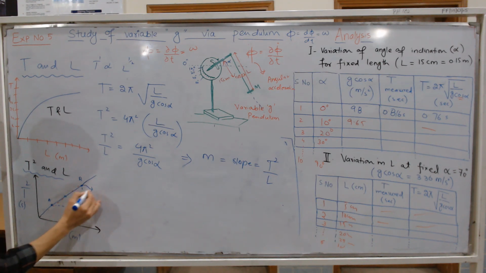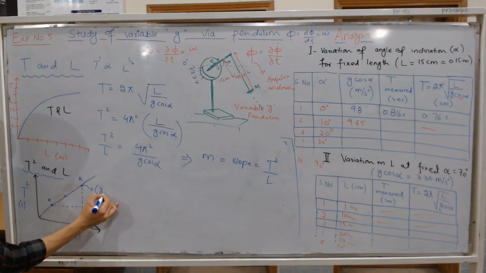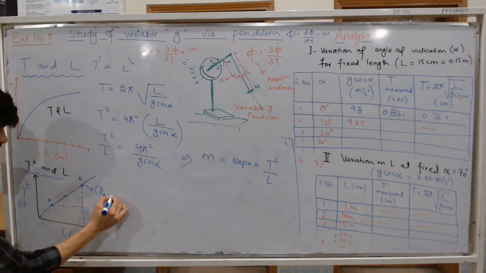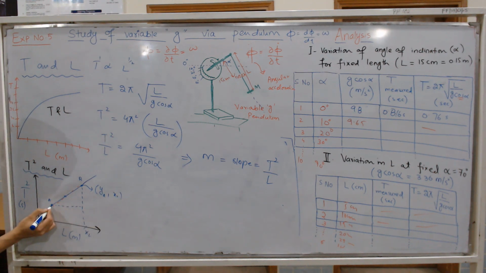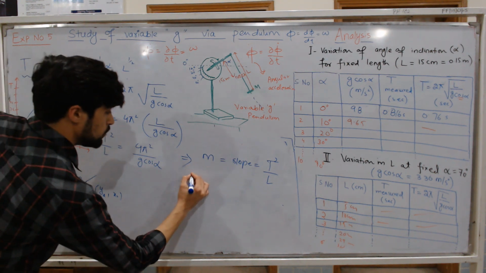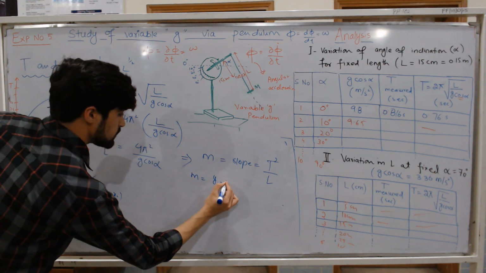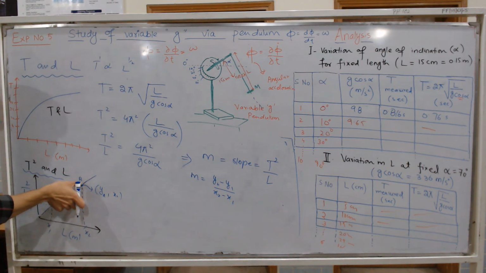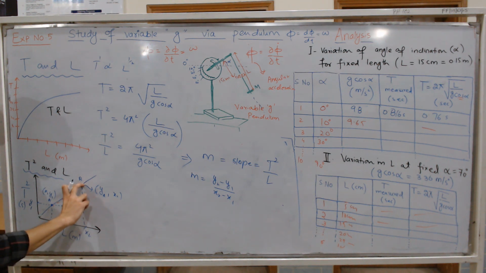This point is actually y2, the y value is y2 and the x value is, let's say, x2. This point is actually x1 and this point is y1. So this is the x1, y1 point. Now we know that slope is equal to y2 minus y1 divided by x2 minus x1, or simply rise divided by run.